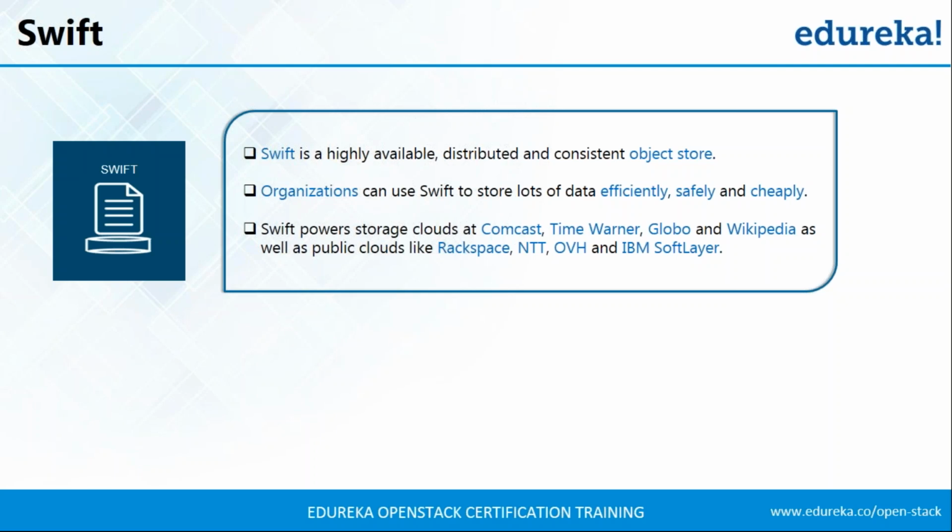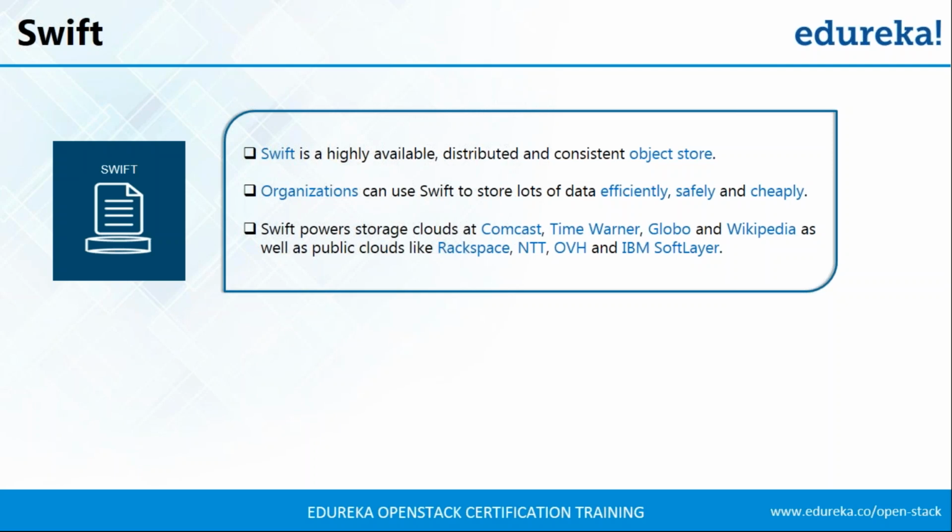And many organizations are using Swift to store lots of data very safely, because it is very easy to retrieve data from Swift. There are a lot of companies using the Swift storage system to store all their files, like Comcast, Time Warner, Globo, Wikipedia, Rackspace, and a lot of other companies. You can read it yourself.